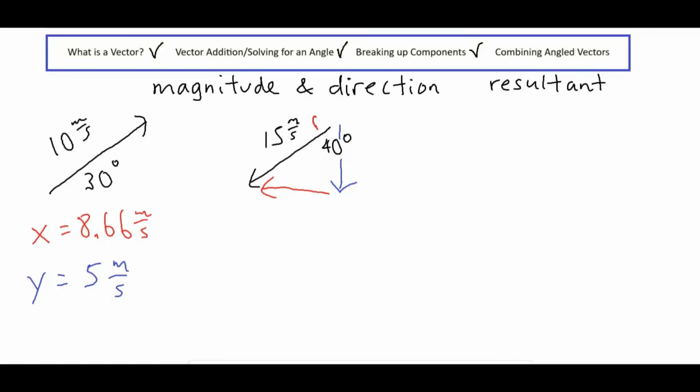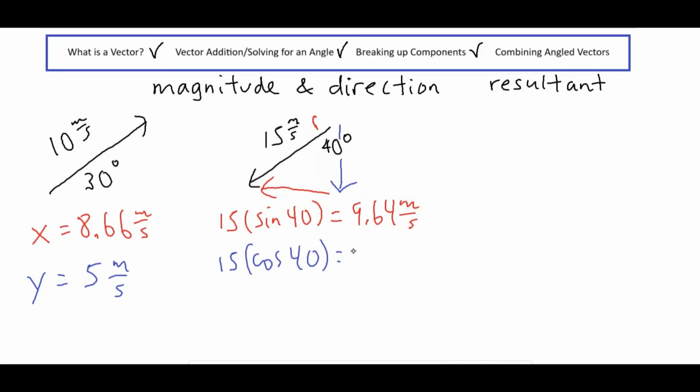All right, so for this one, I'm going to end up taking 15 times the sine of 40, because that's opposite for my x component, and that's going to give me 9.64. And then my blue vector is adjacent to the 40 degrees, so if I take 15 times cosine of 40, that's going to give me 11.49. All right, so I have all of my vector components now.